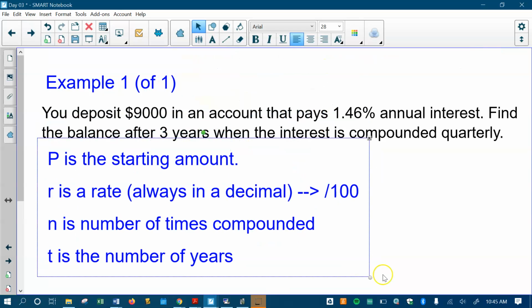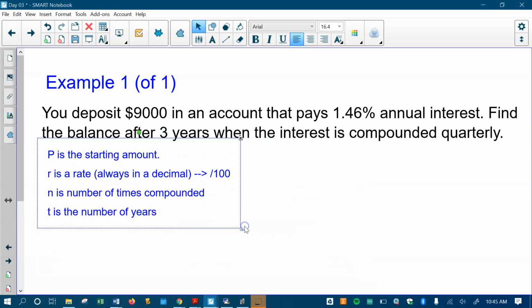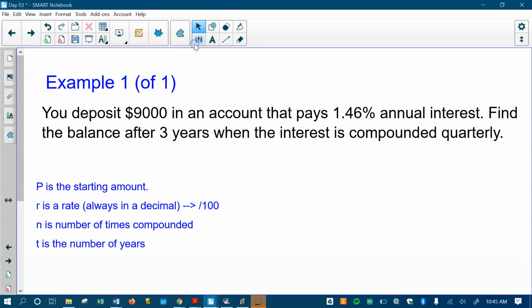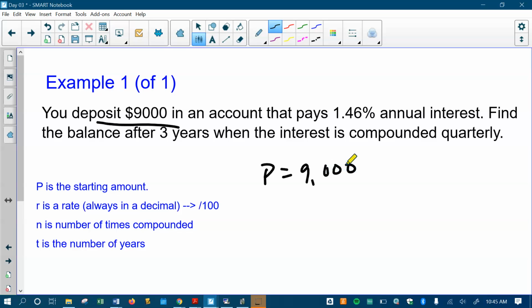Okay, so let's move this under this. P is the starting amount, and it looks like we have $9,000. When you're depositing something, that is the amount that you are starting with, so $9,000 is P. An account that pays 1.46% interest. So the rate, 1.46, needs to be divided by 100, and you'll get 0.0146 either way. For 3 years. Years is T, so T is equal to 3.